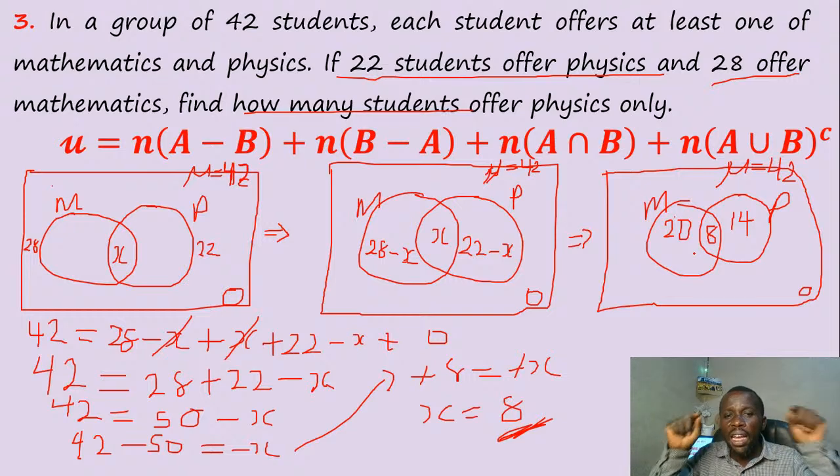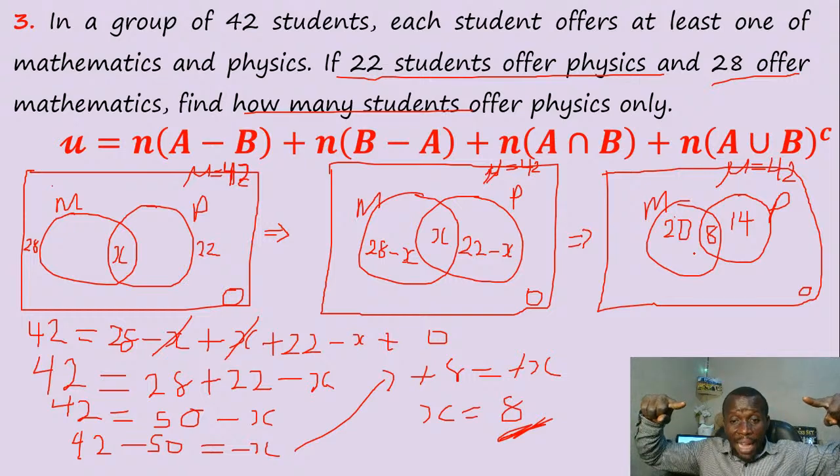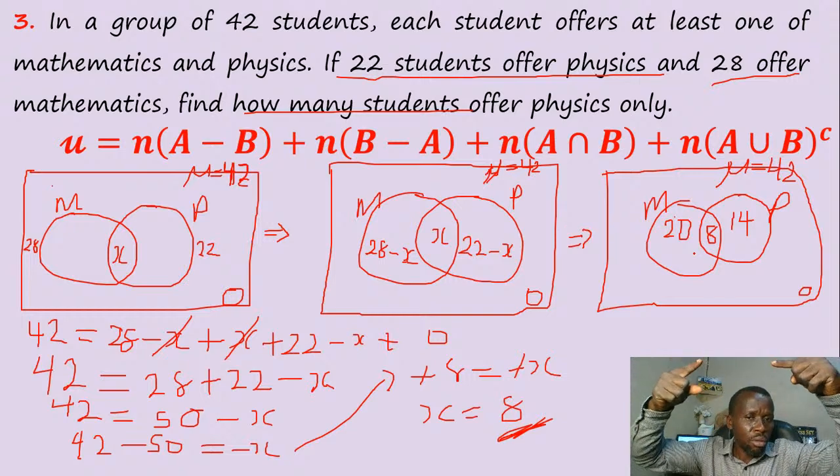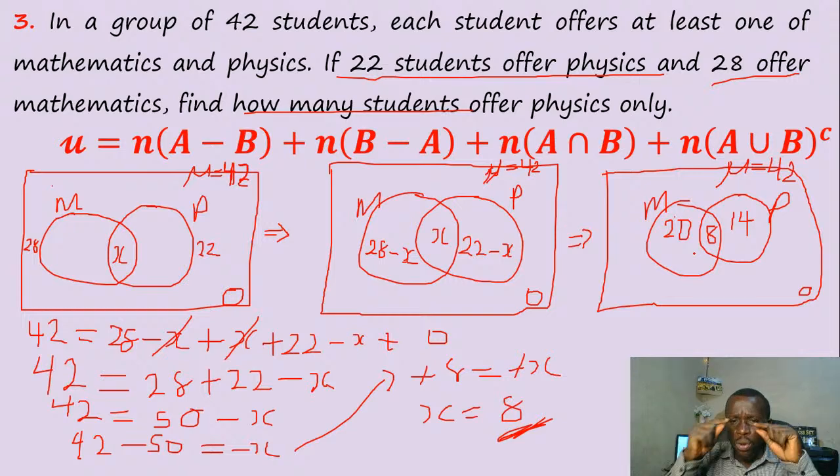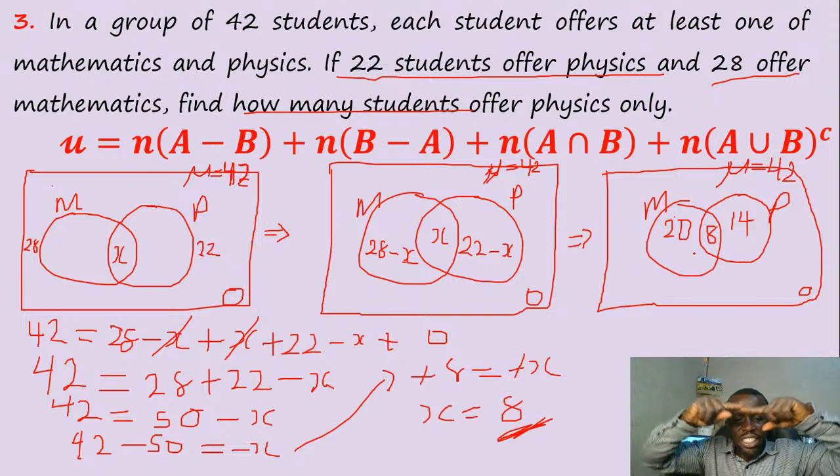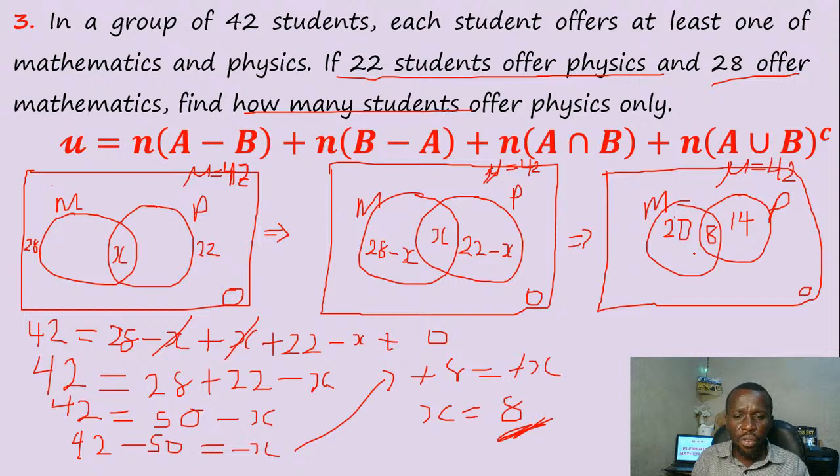And you can see that universal. I wrote the universal on the rectangle. I didn't write it above the rectangle, I didn't write it below the rectangle. I wrote it on the rectangle to show that that is the universal that encloses everything. That 0 is inside this rectangle, but not inside the circles. The 0 is not inside the circle because they do not mention that anybody is offering maths nor physics. I hope you understand this now.